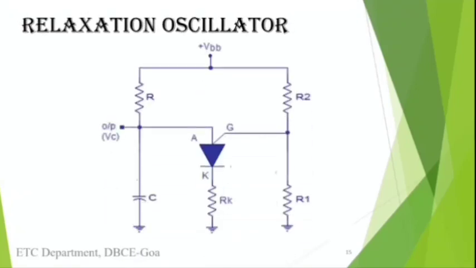This is the circuit diagram of a relaxation oscillator. The only difference in this circuit is the introduction of R and C. Otherwise, the circuit diagram is similar to that shown in the working of a PUT. Now we'll see the working of a relaxation oscillator.